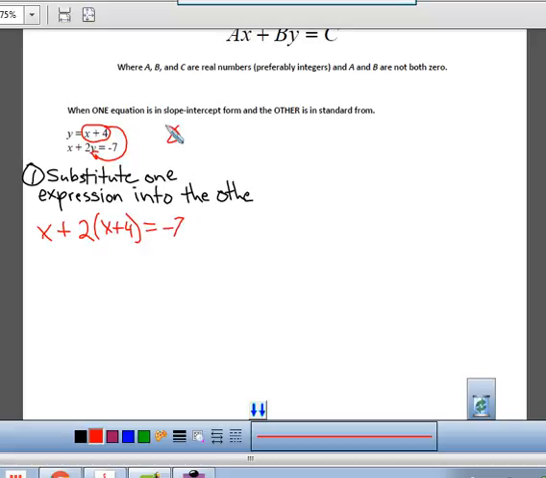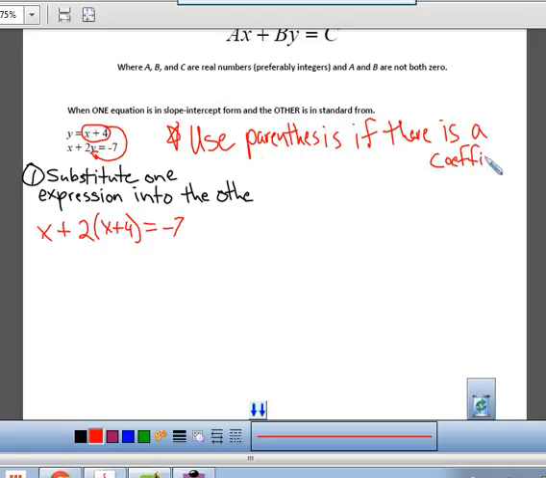Up here, I want you to put a little star and write: use parentheses if there is a coefficient, and there's always a coefficient, I should say greater than 1.